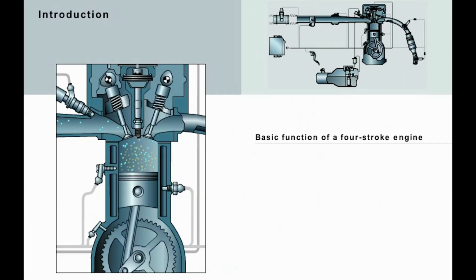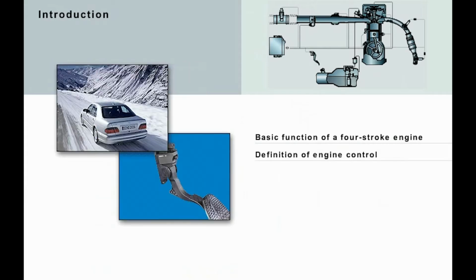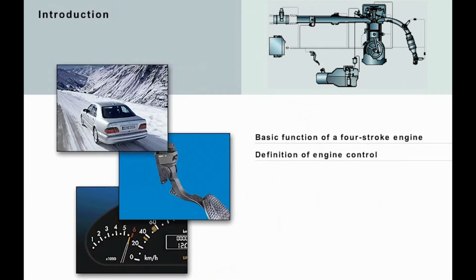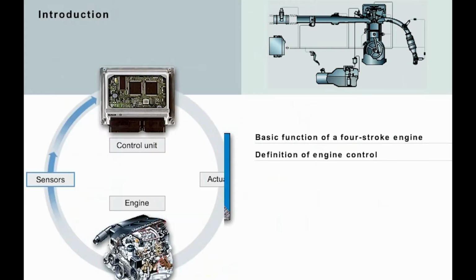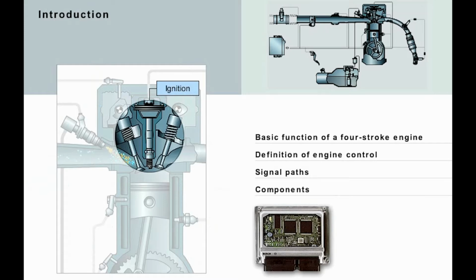The basic functions of the four-stroke engine are briefly illustrated and explained in the introduction. You will find out what is understood by the term engine control. You will be shown how the signal paths correlate, and will be given an overview of the engine control components and how they interact.